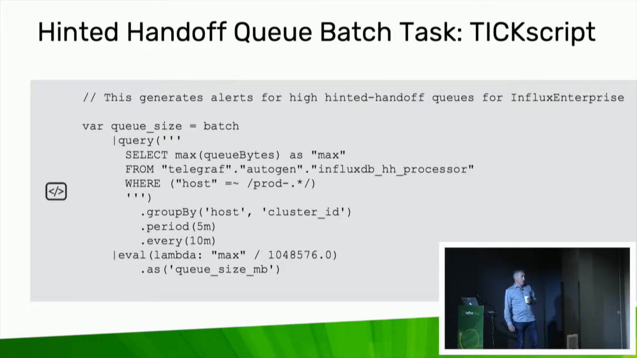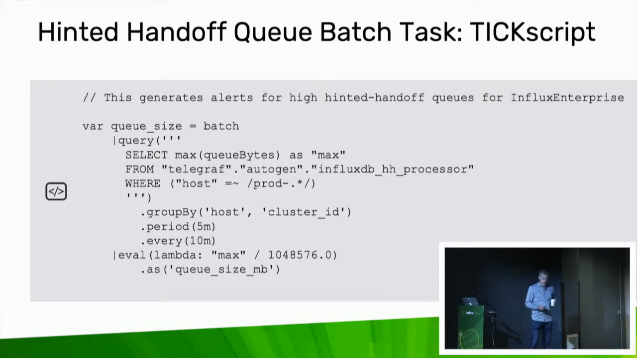In terms of hinted handoff queue, it's similar. But in this case, I'm using the stats that are emitted from InfluxDB. Here I'm selecting the max queue bytes off of a particular host, which happens to be the data nodes. And then I'm grouping it by the host and cluster ID.